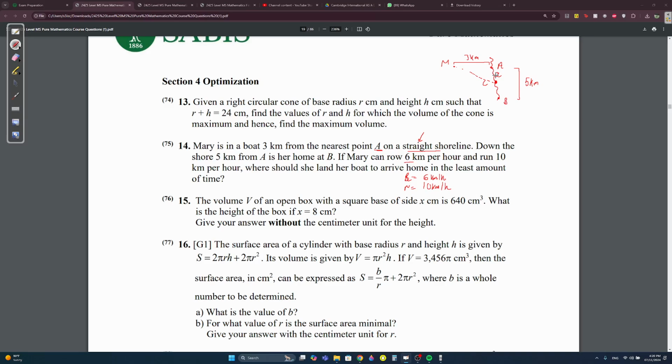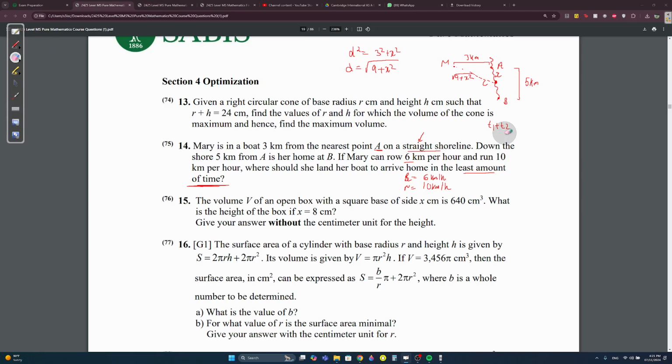If the base is 3 and the other base is x, then the distance squared is equal to 3 squared plus x squared. So what's the distance going to be equal to? Root 9 plus x squared. We want to see the least amount of time. What's the total time it takes? Time 1 plus time 2, right? For this phase and this phase.